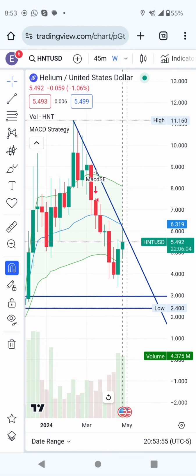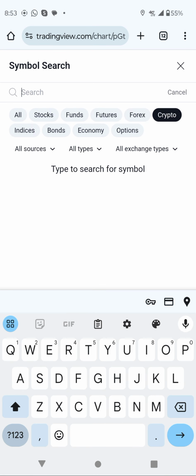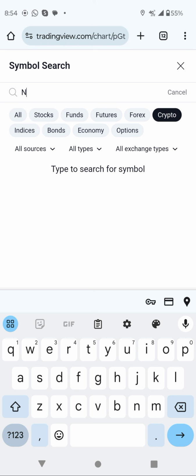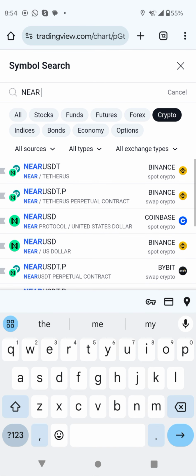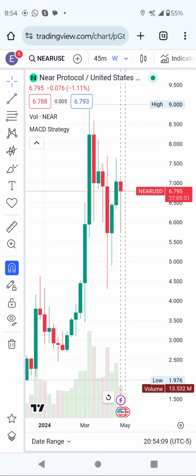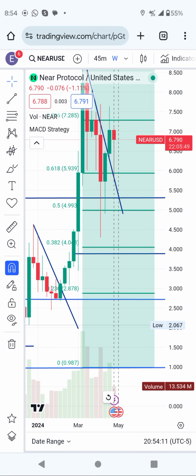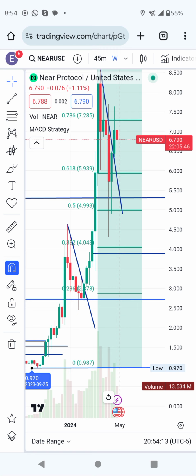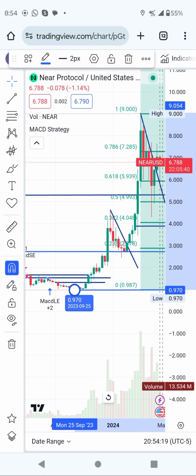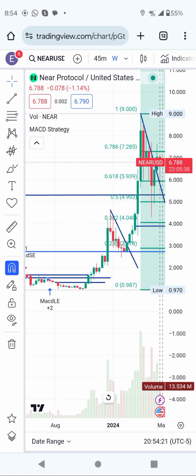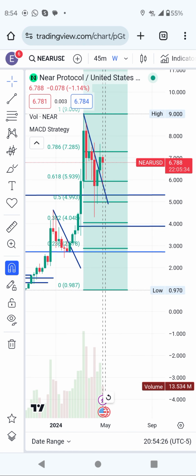I have a lot of ways I can look at stocks. And guys, today I'm going to introduce NEAR. NEAR is one of the coins which people are saying will be the next Solana. So guys, let's see this thing. Let me delete this one, and we are now going to use VWAP.